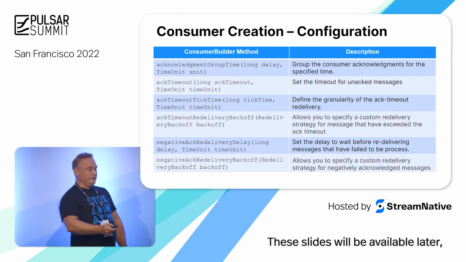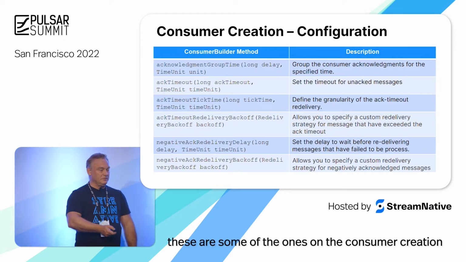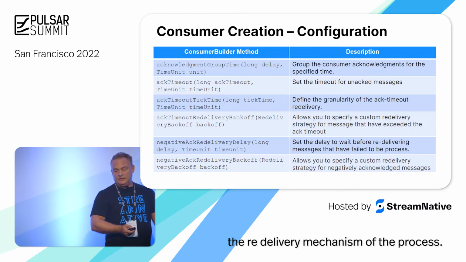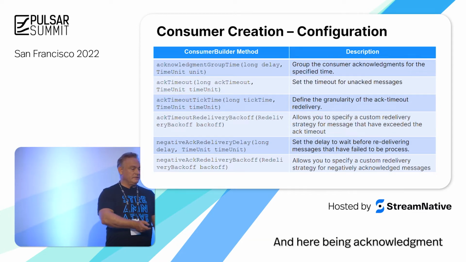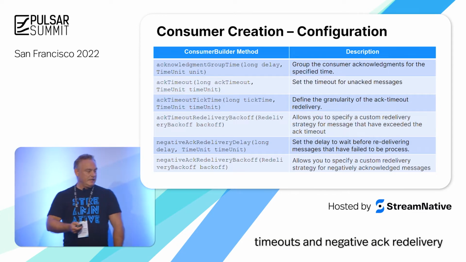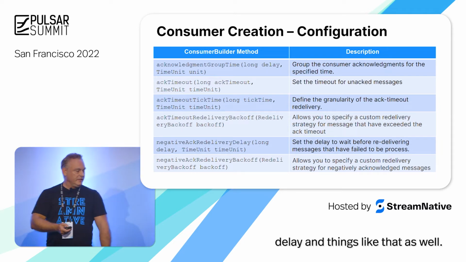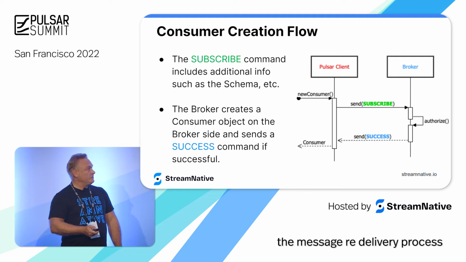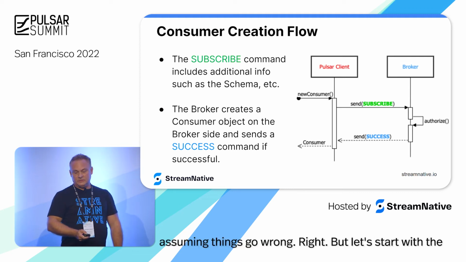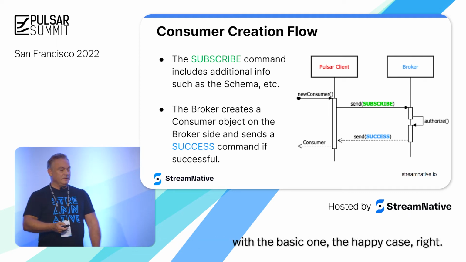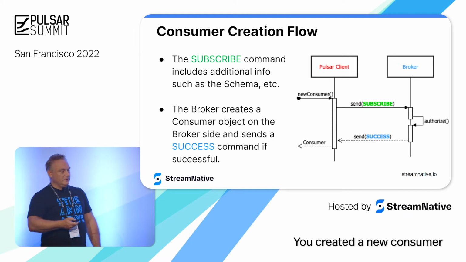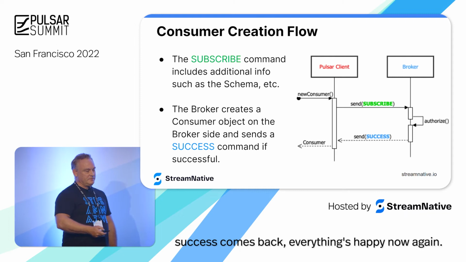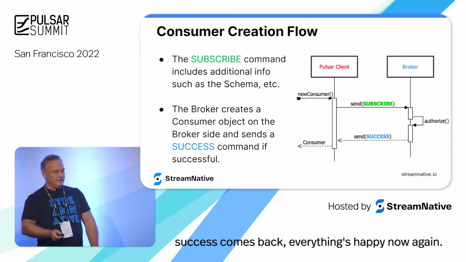These slides will be available later, but I just wanted to highlight these are some of the consumer creation configuration properties you have that can control the redelivery mechanism of the process, right? Here being the acknowledgement group time and the Ack timeouts and negative Ack redelivery delay and things like that as well. These are all knobs that you have to control the message redelivery process, assuming things go wrong, right? But let's start with the basic one, the happy case, right? So you've created a new consumer, you send the first subscribe command, you're authorized, success comes back, everything's happy.